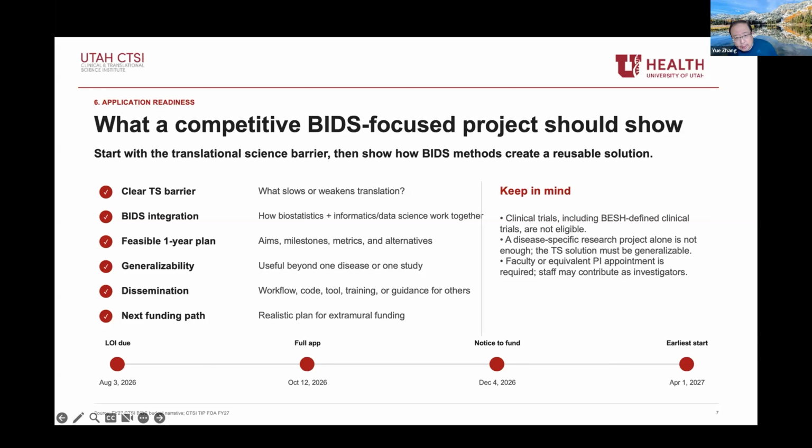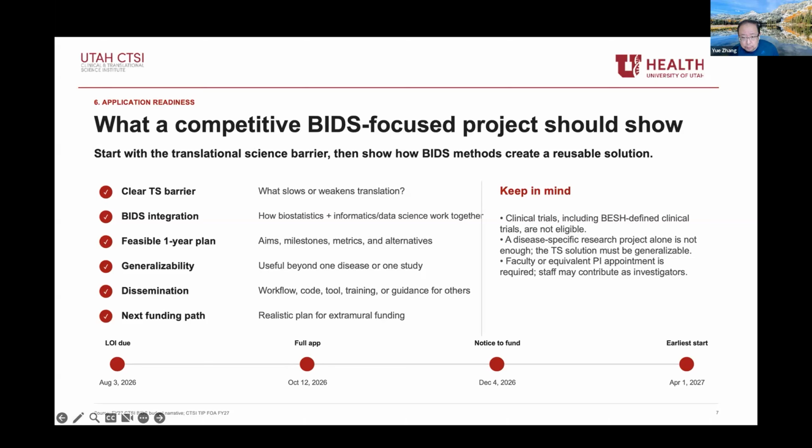So essentially what I mean to say is that a competitive BIDS focused application should start with a clear translational science barrier, like what Rob just mentioned in his talk. The application should explain what is slowing down or weakening translational research, and then it should show how BIDS integration can help solve that problem. In other words, how do biostatistics, biomedical informatics, and data science work together in this project?